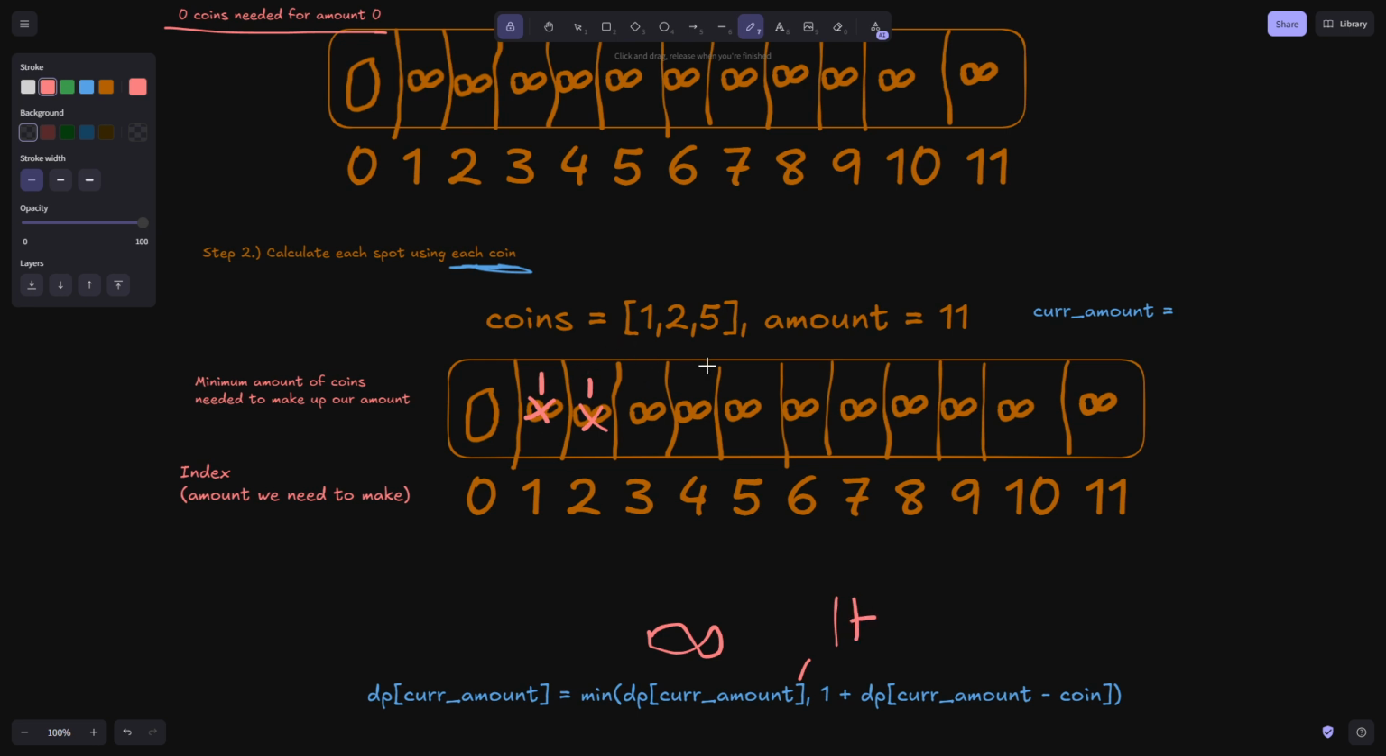Okay, so we'd move to this 3. We'd do 3 minus 1, which is 2, so dp of 2 is 1. 1 plus 1 is 2. Then we would check the other one, which would be the 2. 3 minus 2 is 1, so we do dp of 1, which is 1, plus 1 is 2, and yeah, that gets replaced.